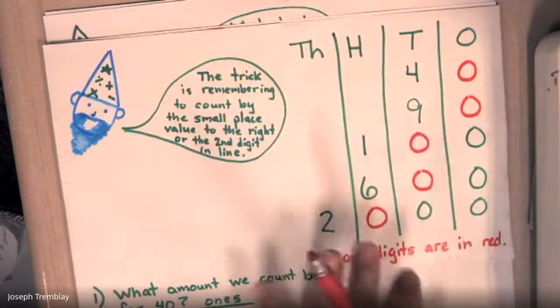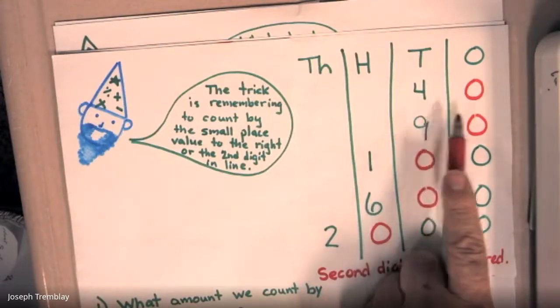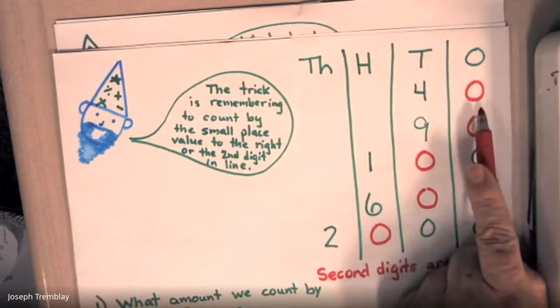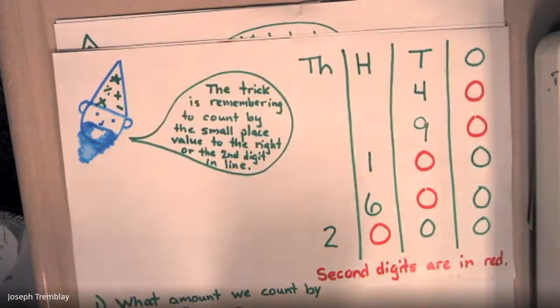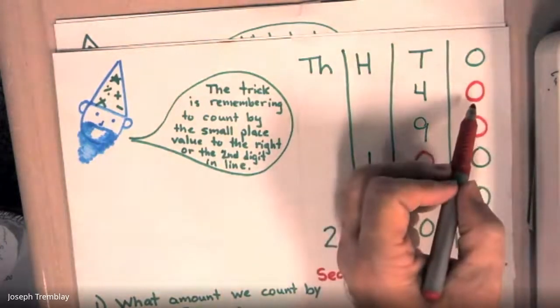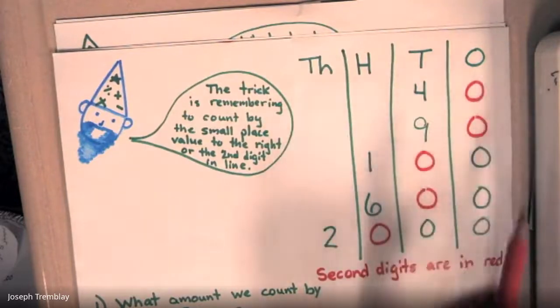So when we look at this first one up here, if you have the number 40 as your benchmark, you're going to look at the second digit in that number. That would be the 0 here, which I color in red. And that's in the ones place. So that means as we're counting our jumps, we're going to be counting by ones. With 90, again, we're going to be counting by ones.